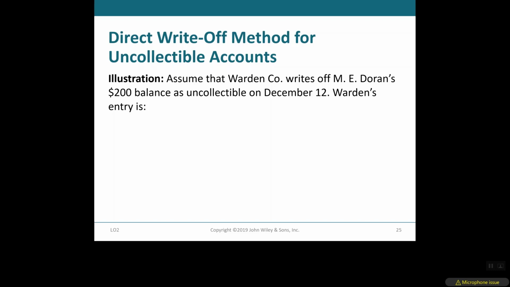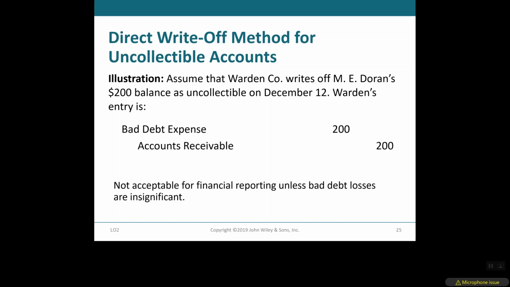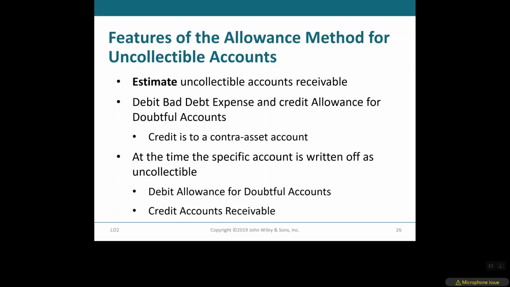Just assume that Warden Company writes off Mr. Durance's $200 balance as uncollectible on December 12th. Warden's entry is going to be bad debt expense 200, accounts receivable 200. That's the direct write-off method, although it's not acceptable. Okay, we can overemphasize that.